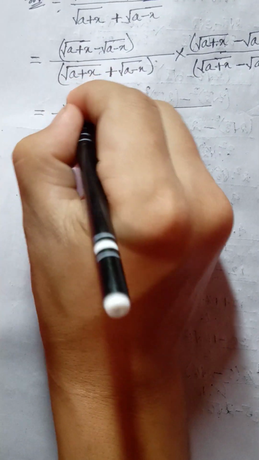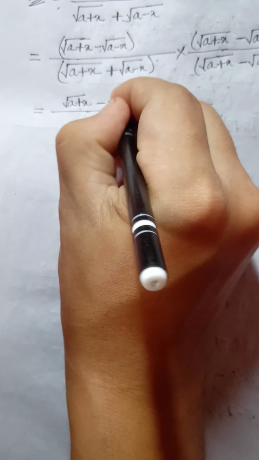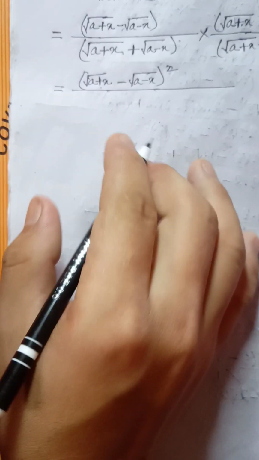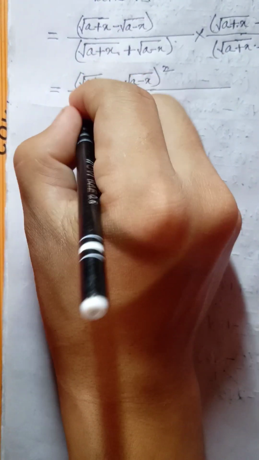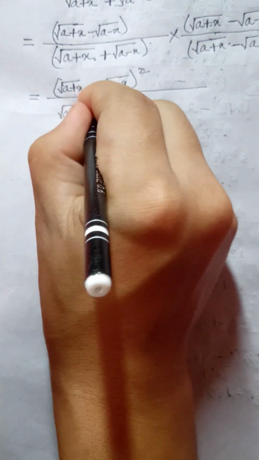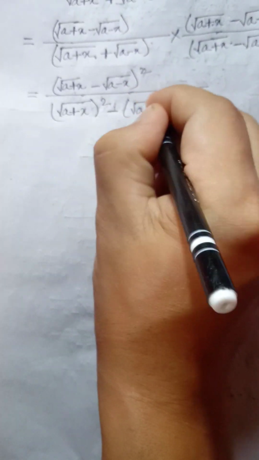If you multiply these two, how much will you get? That is a minus x holding square. Okay, if you multiply these two, what will you get? That is a square minus b square. Here the values of a will be root over a plus x holding square minus root over a minus x holding square. So let us use the formula a minus b square here.